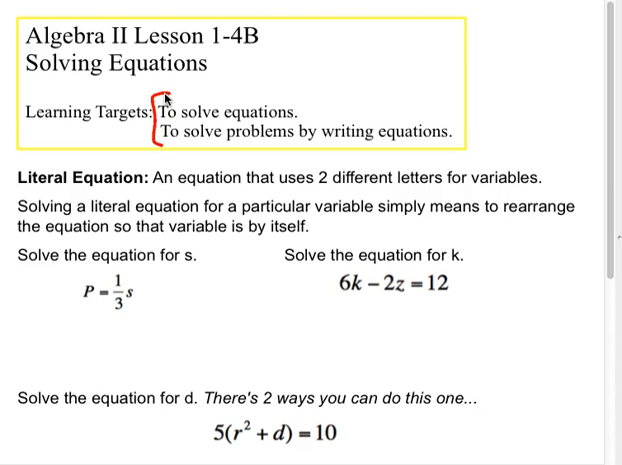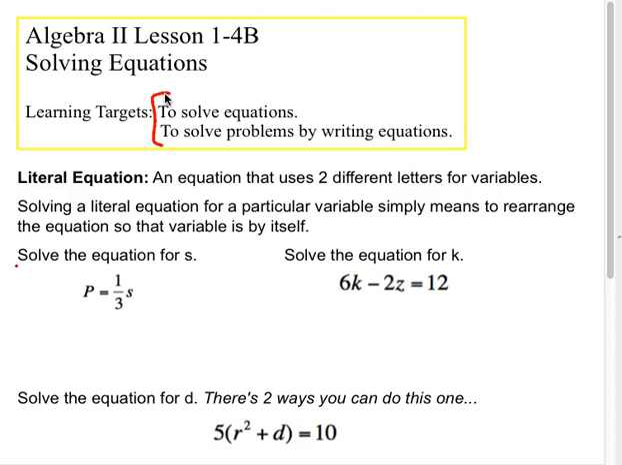Now, that language itself isn't actually too important, but just understand that it means you're dealing with equations that use two different variables, relating the two variables. And with a literal equation, I can ask you to solve it for a different variable, okay? So let me show you what that means.